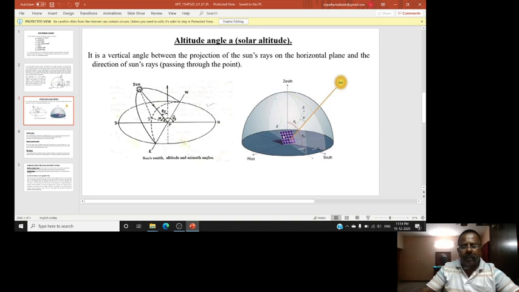This is the tilted plane actually. This is the sunrise and this is the zenith. That is nothing but the atmosphere.